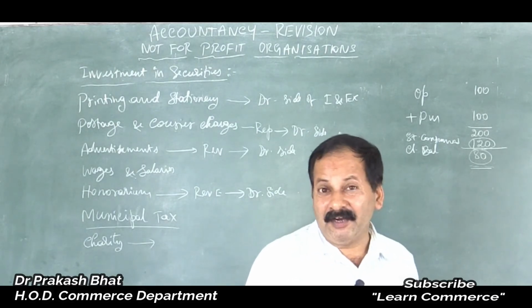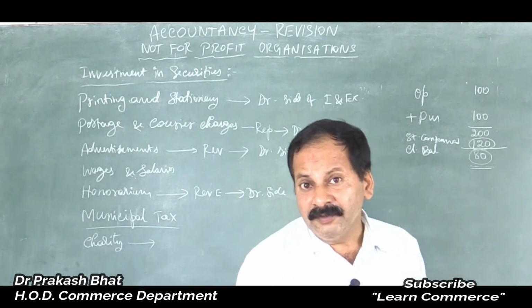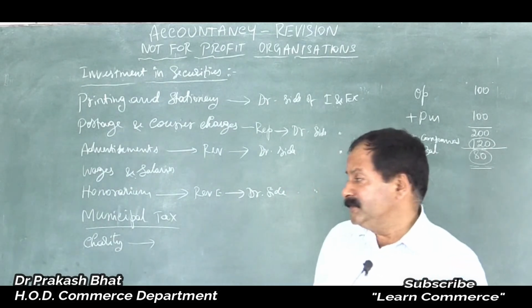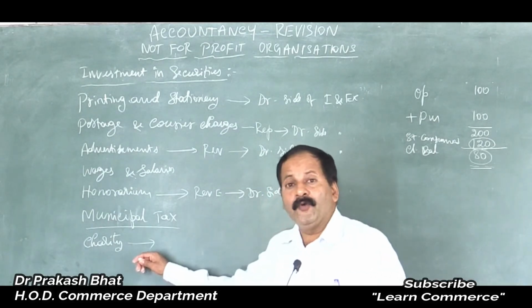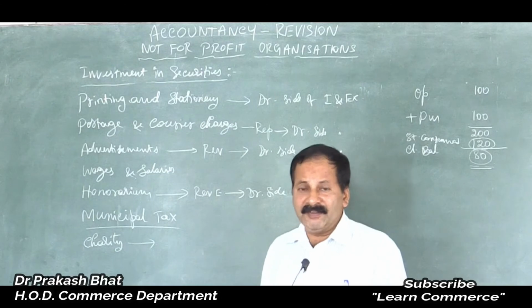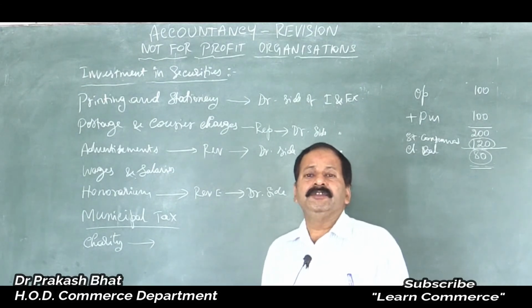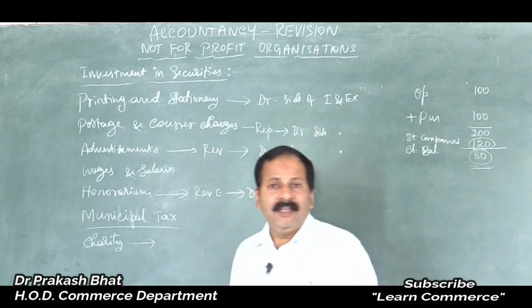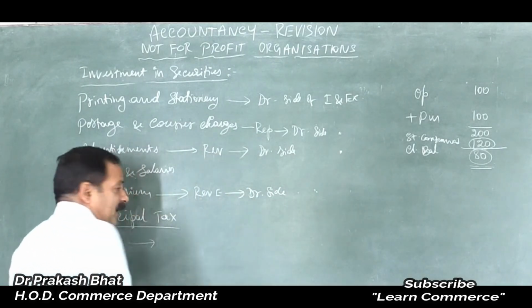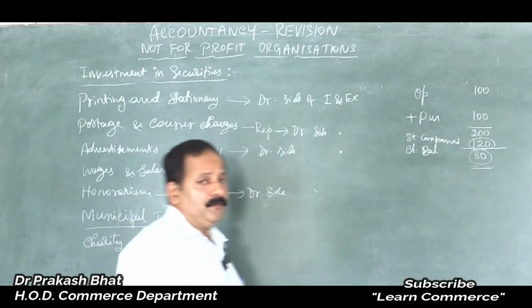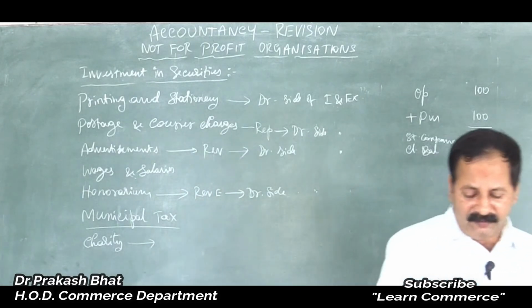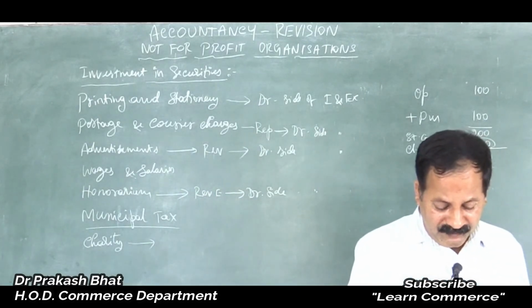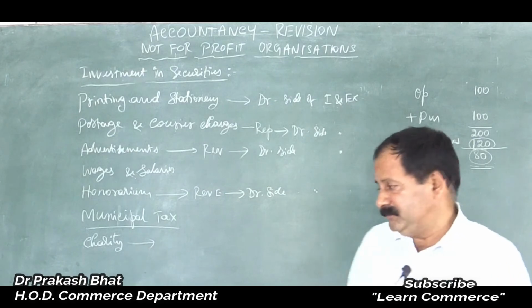Just imagine the condition. During that time, if not-for-profit organizations get involved in giving charities to those people, that is an expense for the concern, and it should be entered on the debit side of the income and expenditure account. Then the last one is insurance.